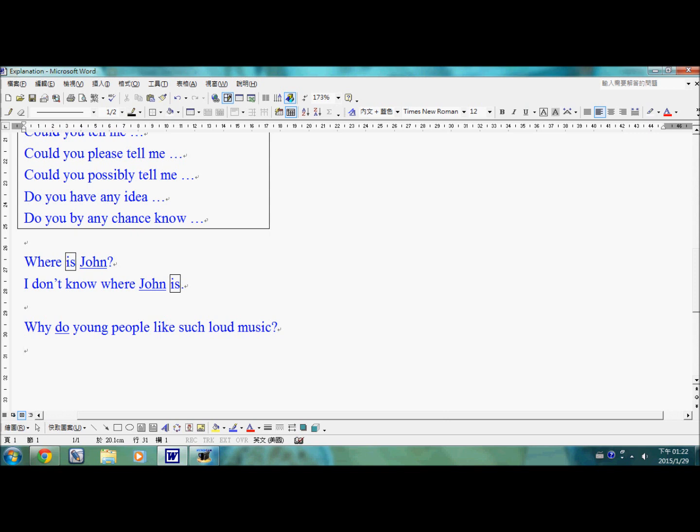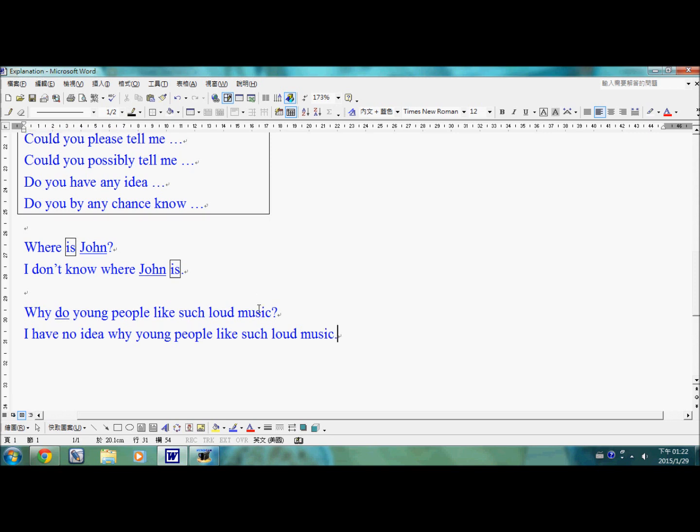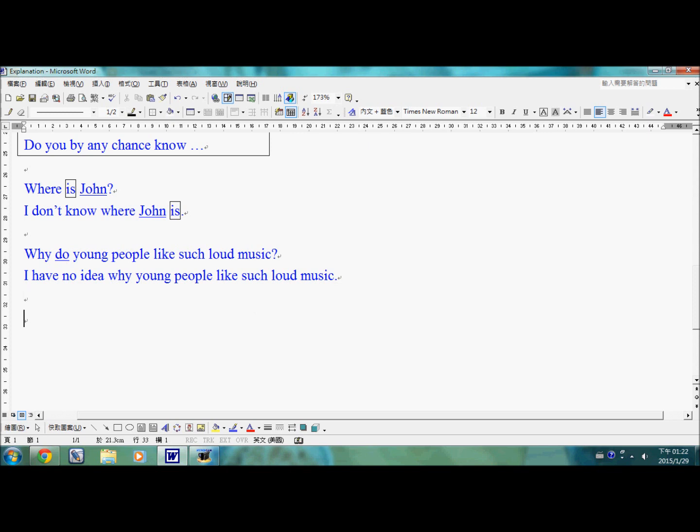So if I'm going to say I have no idea, I will say I have no idea why. We do not use do in positive statements, so we take away do. Young people like such loud music. So the answer is I have no idea why young people like such loud music. Let's look at the next example.